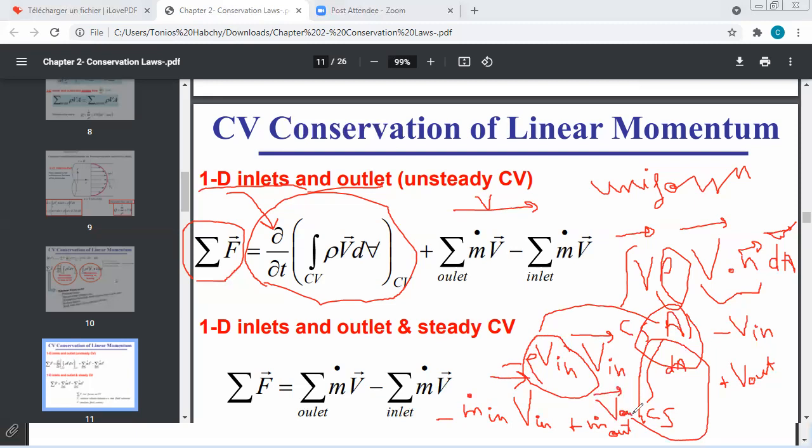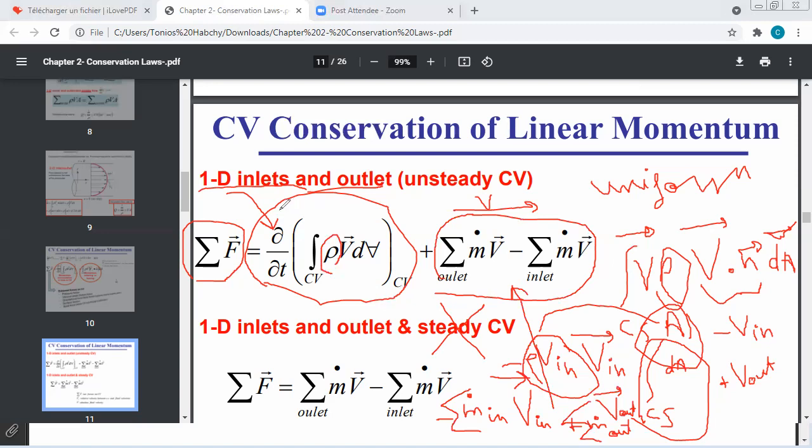Now, if you have several inlets and outlets, you will just have summations. So minus summation m dot in v in vector plus summation m dot out v out vector. And then if I replace them in my formula, I will get that this term can be represented by the summation at outlets of m dot times v minus the summation at inlets of m dot times v. And in the particular case of a steady control volume, so if I don't have motion of my control volume, and I don't have change in density within my control volume.